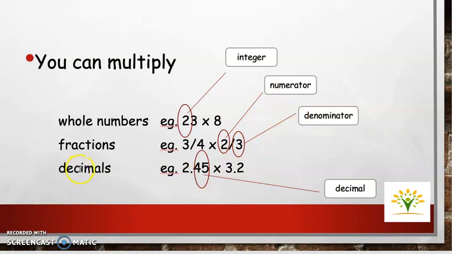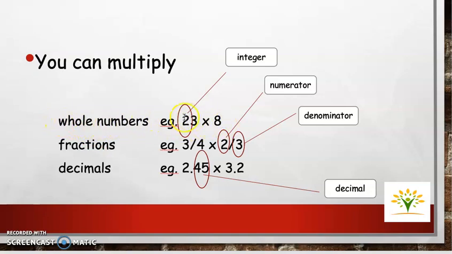You can also multiply decimals. You have your decimal point and you have your integer, you have your decimal places. So 2.45 times 3.2. You can multiply decimals as well. But today we're only talking about multiplication of whole numbers.